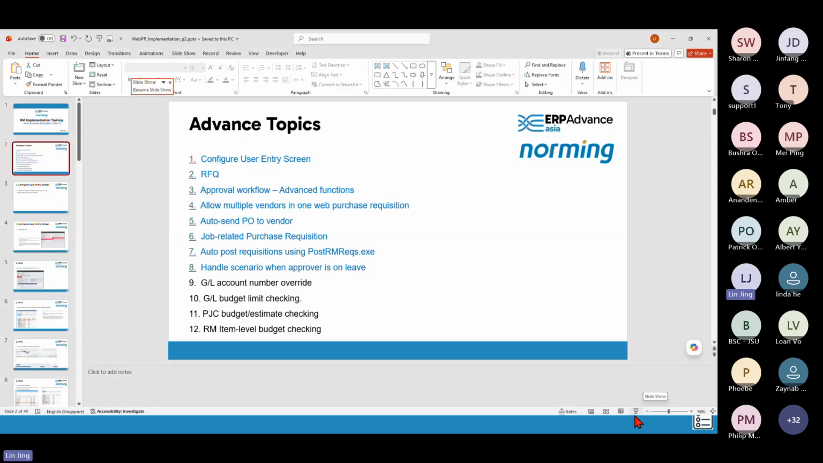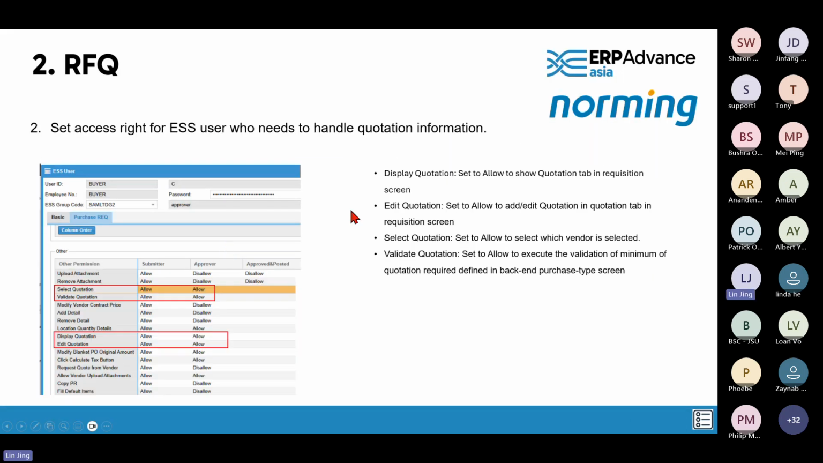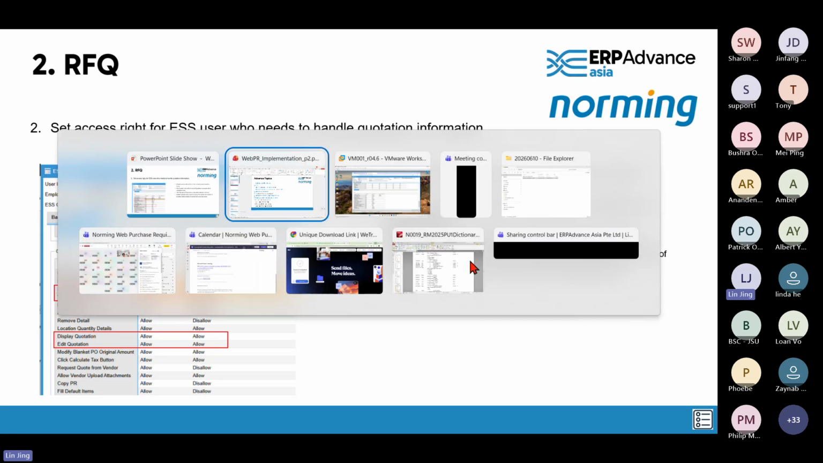So these you need to set. Display code is set to allow showing the code tag on the screen. Edit code is to allow editing or adding a quotation on this screen. Select code is to allow selecting which vendor to select, and then validate code is to validate.